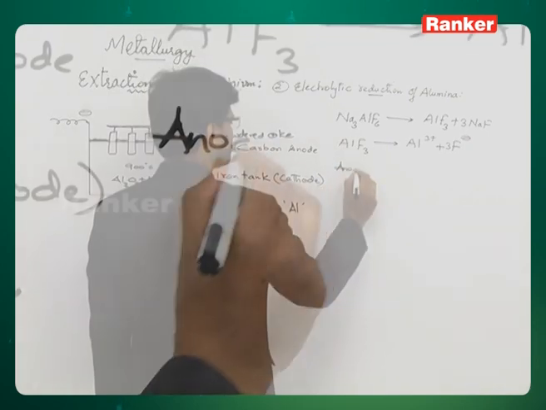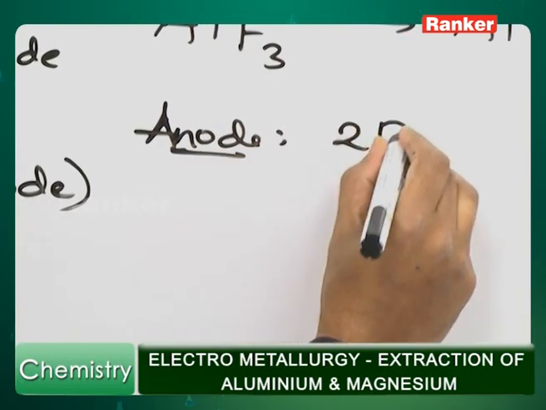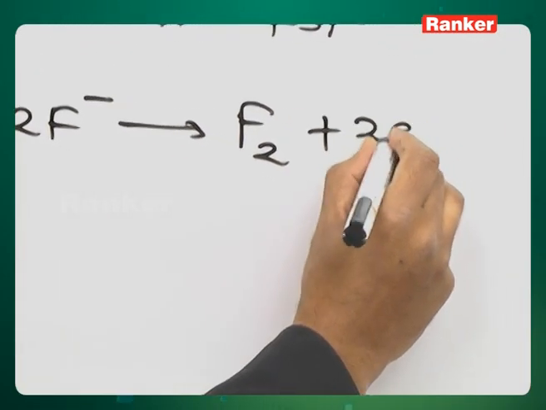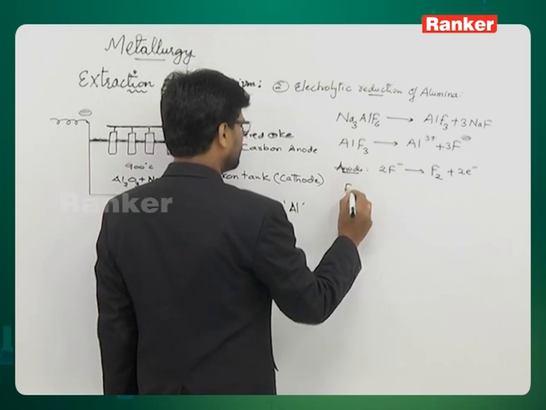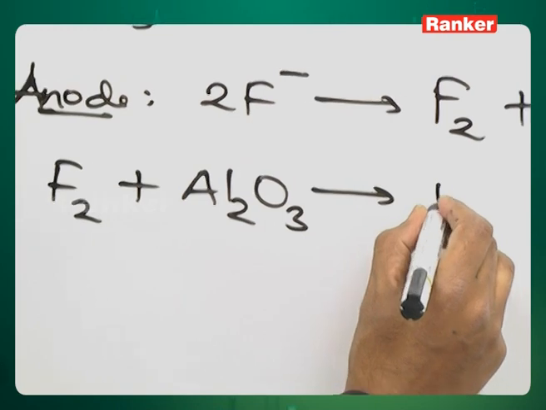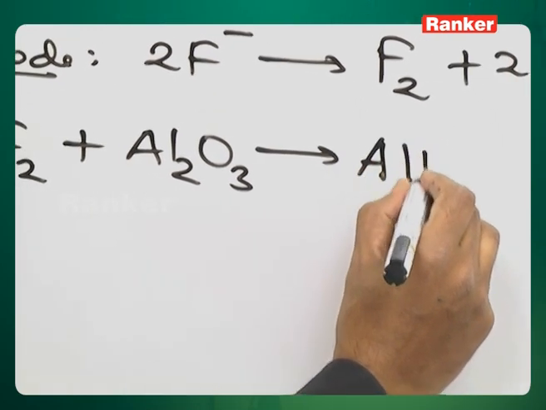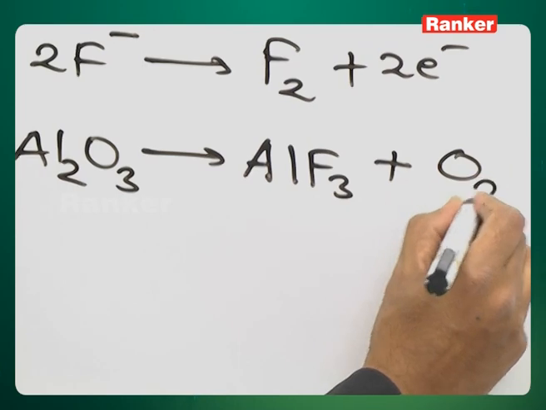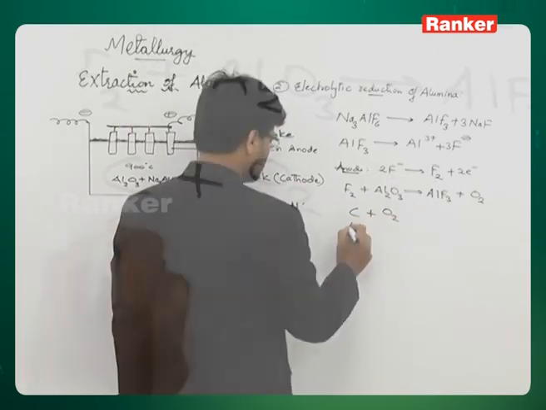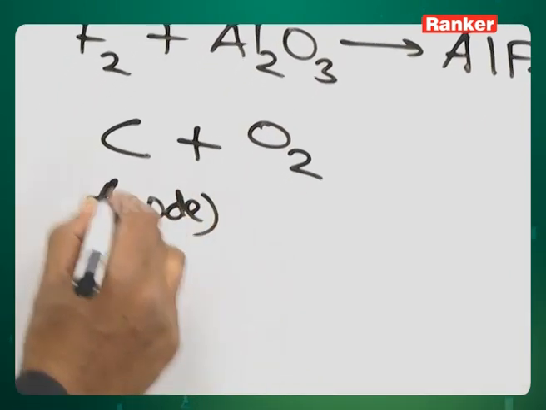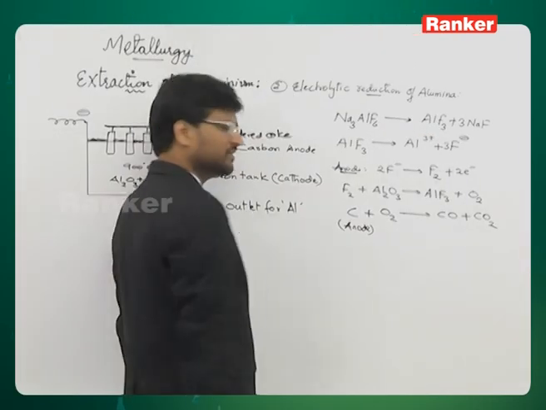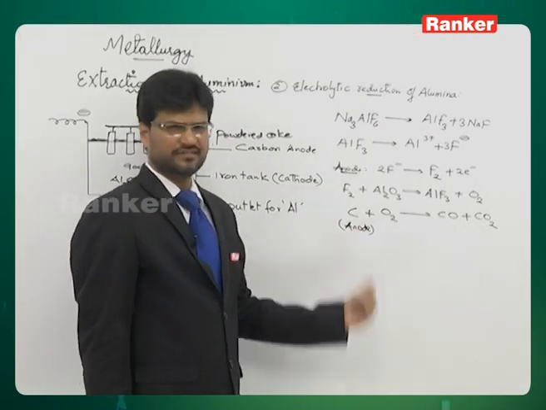At anode, F minus loses electrons, gets oxidized to fluorine, and this F2 will immediately combine with Al2O3 to regenerate AlF3, and O2 is given out. This O2 will attack carbon of the anode and what comes out is a mixture of carbon monoxide and carbon dioxide. So, anode is burnt off in this process.